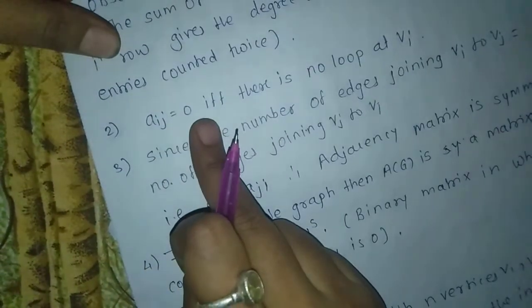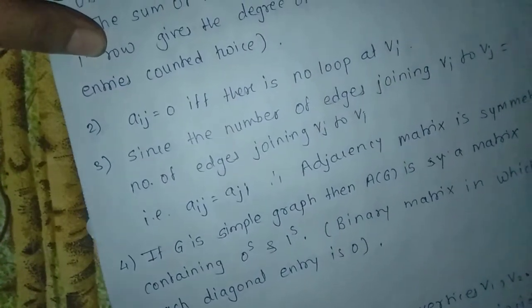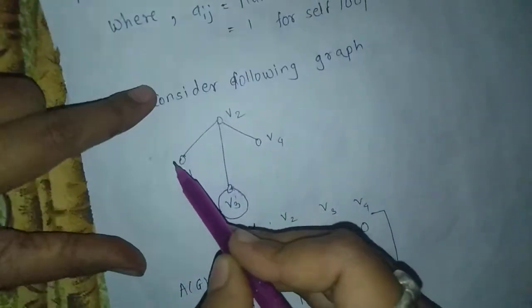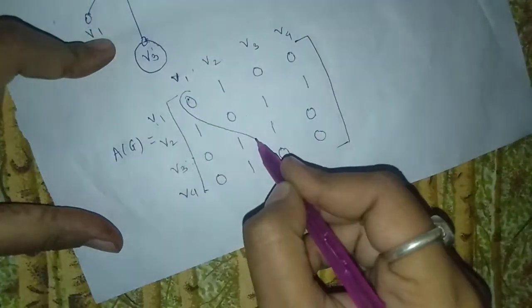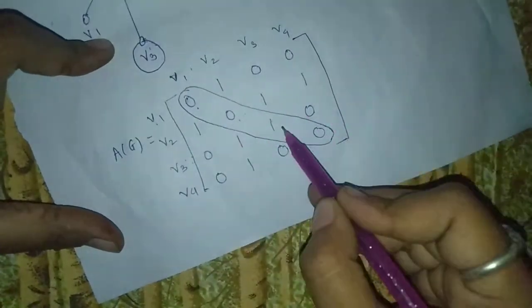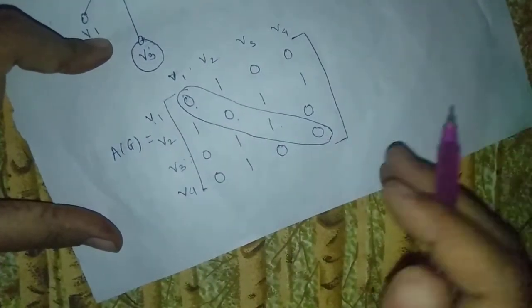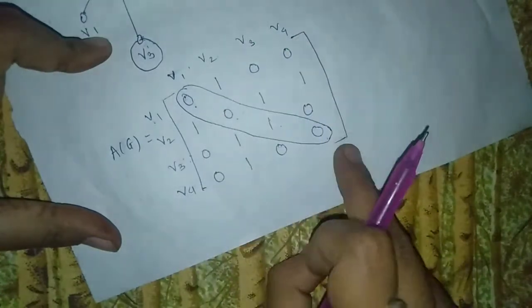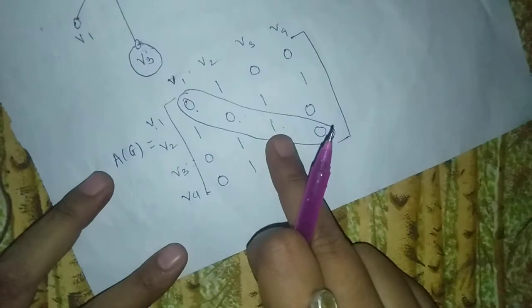Second, Aij is equal to 0 if and only if there is no loop at Vi. Here you can see that there is no loop at V1, V2, V4. So these entries are nothing but the diagonal entries: A11, A22, A33, A44. A11, A22, A44 is equal to 0 because V1, V2 and V4 have no loop. Here V3 has a loop, so here we write 1.